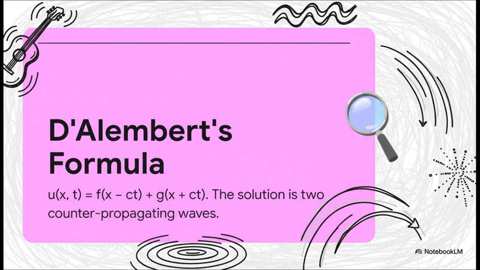Well, this formula shows us the general solution, and it reveals something absolutely incredible. It says that any complex wave, no matter what its shape is, is really just the sum of two much simpler waves, one moving left and one moving right. This whole idea that you can just add waves together is called superposition, and it's totally fundamental to how they work.